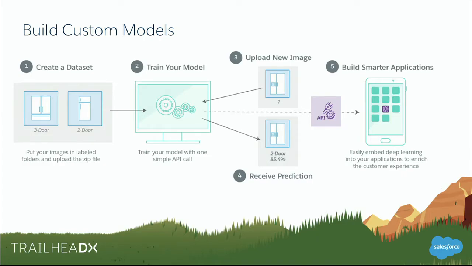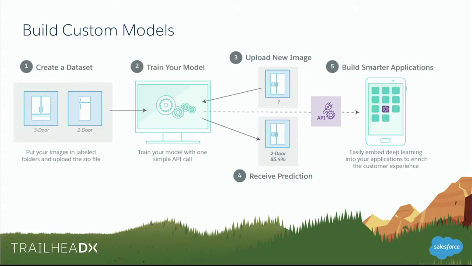So the first step is defining what you want your model to do. So for example here, I want to be able to tell the difference between 3-door refrigerators and 2-door refrigerators. So the first step is to collect a bunch of images of 2-door refrigerators and put them in a folder, and then a bunch of images of 3-door refrigerators and put them in a folder.